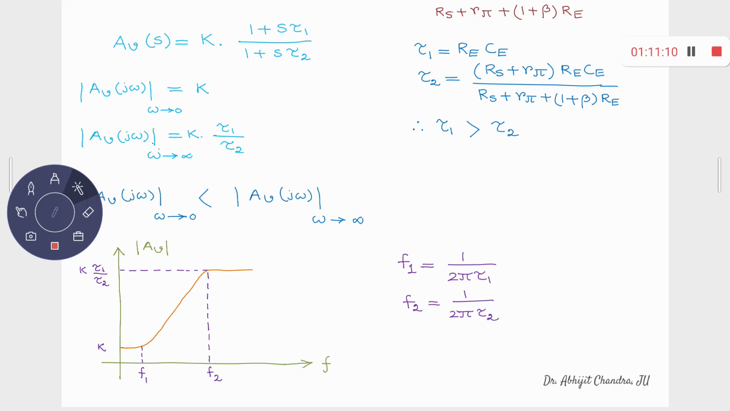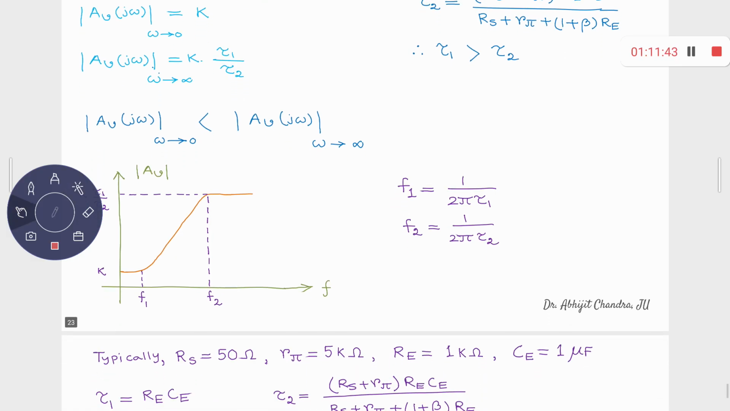Because in that case, if it is like 50 hertz or 100 hertz, it will severely affect the low frequency response of the amplifier. How to ensure that this is small enough? This is at least 10 to 15 hertz, 20 hertz, not 100 hertz. What is the condition that you have to maintain? So accordingly, you have to select the value of this RE CE combination.